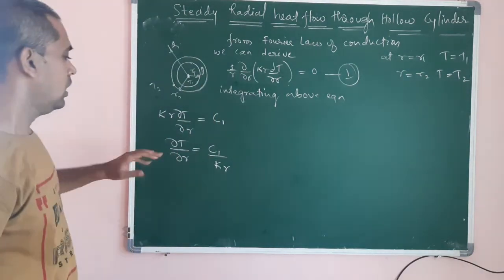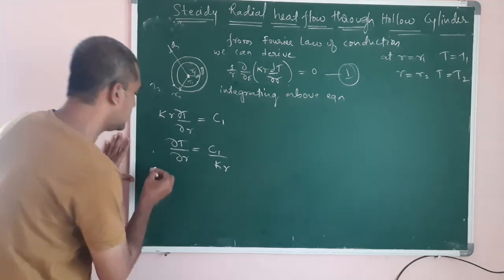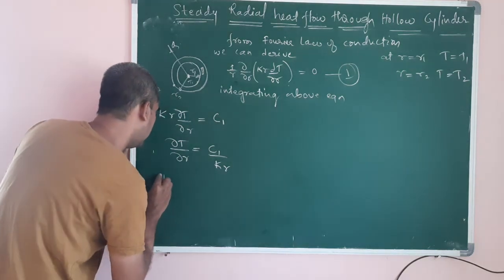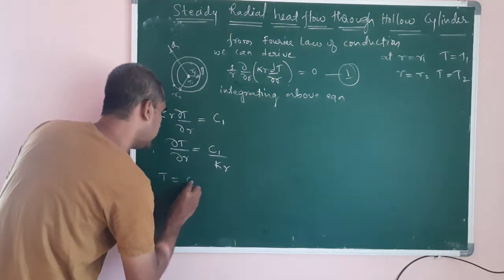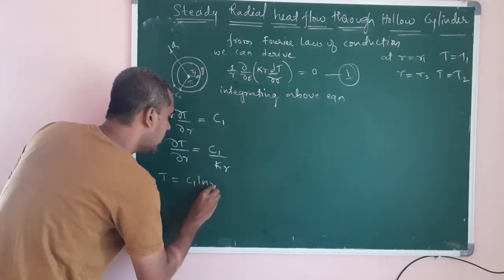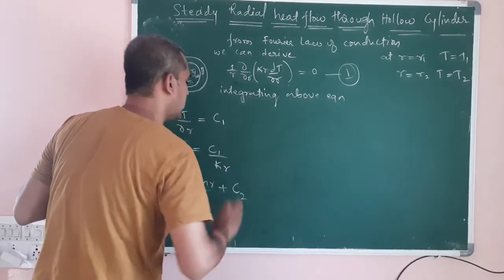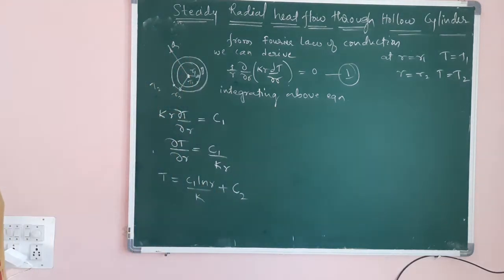Therefore, I will integrate this again. We will get T is equal to C1 times the integral of 1 by r, ln of r divided by k, plus a constant of integration C2. We will calculate C1 and C2.